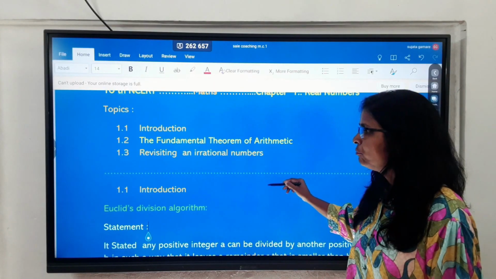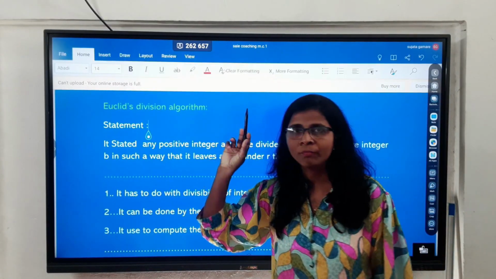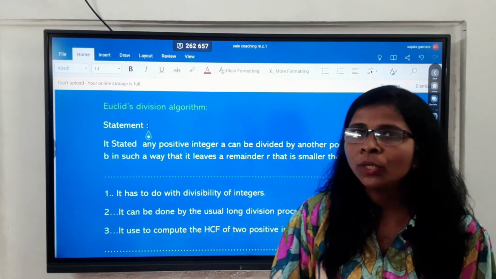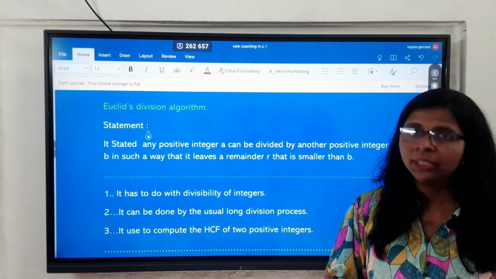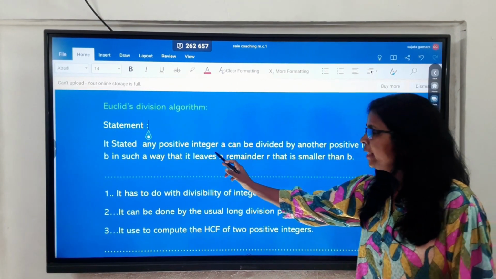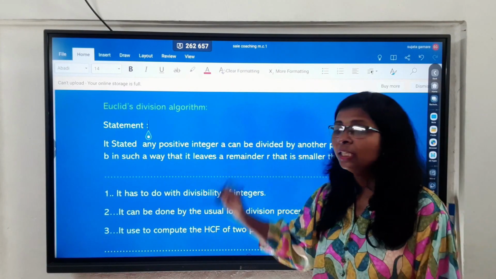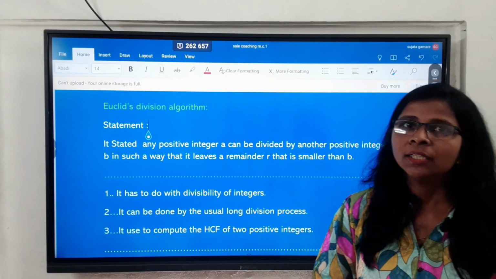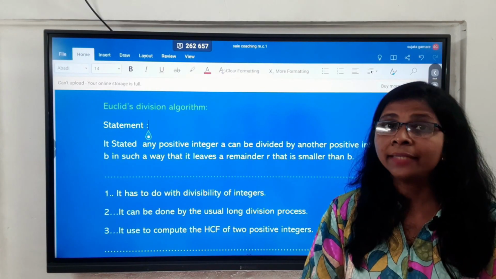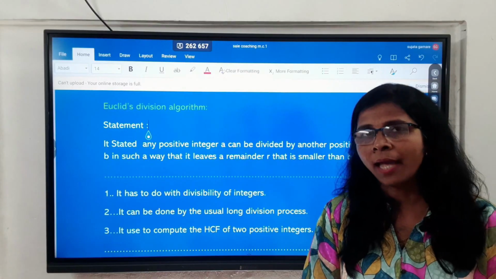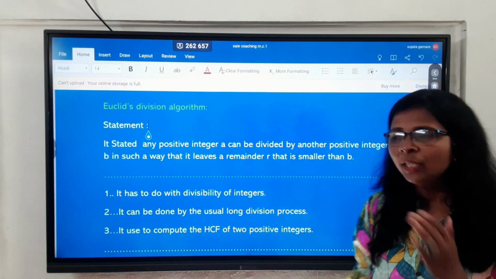In this introduction, first we have to see about Euclid's division algorithm. So what is Euclid's division algorithm? Let us see. What is the statement of this Euclid's division algorithm? It states that any positive integer a can be divided by another positive integer b in such a way that it leaves a remainder, and that remainder should be less than b. Okay? Meaning, what is the meaning of this?